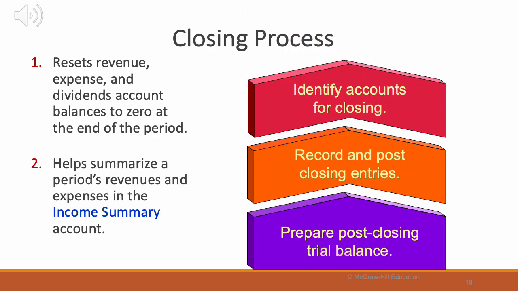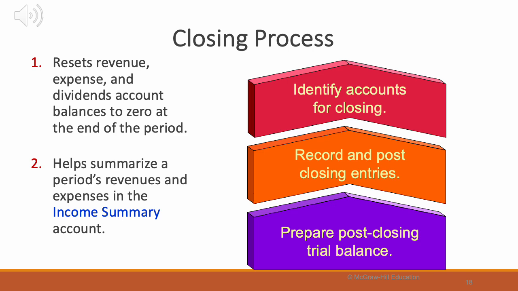At the end of each accounting period, we need to close the books. This means we reset temporary accounts, like revenues, expenses, and dividends, back to zero so the new period can start fresh. Here's how it works. Step 1. Identify accounts for closing. We look at which accounts need to be cleared. These are temporary accounts, not permanent ones like assets or liabilities.